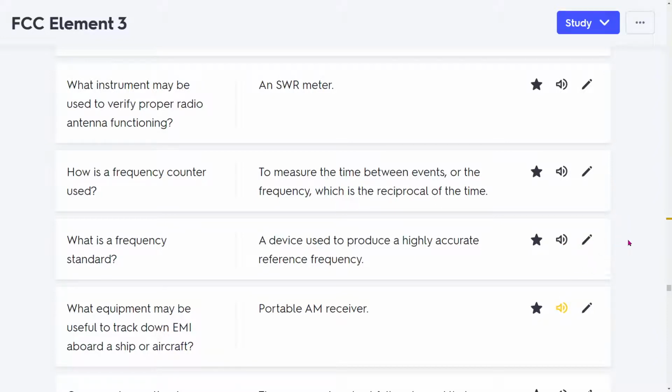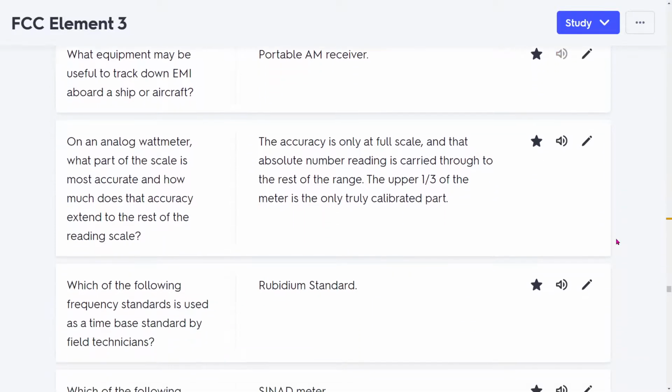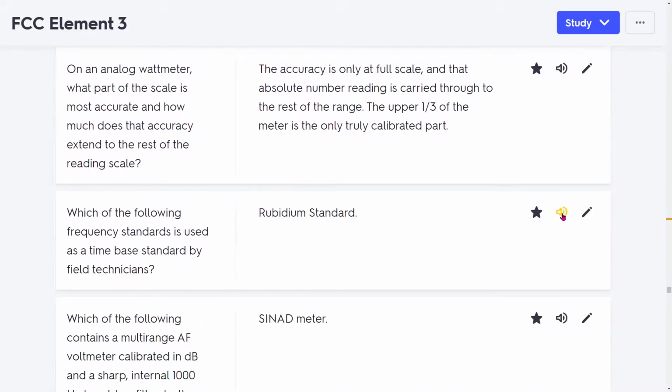What equipment may be useful to track down EMI aboard a ship or aircraft? Portable AM receiver. On an analog wattmeter, what part of the scale is most accurate and how much does that accuracy extend to the rest of the reading scale? The accuracy is only at full scale and that absolute number reading is carried through to the rest of the range. The upper 1/3 of the meter is the only truly calibrated part.